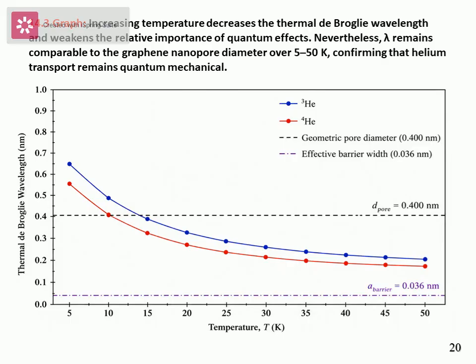Now let's look at this graph. On the x-axis we have temperature from 5 to 50 Kelvin. On the y-axis we have the de Broglie wavelength. The blue line is for helium-3 and the red line for helium-4. The wavelength decreases with temperature. Pore size is 0.4 nanometer, barrier is 0.036 nanometer. Wavelength is near the pore size and larger than the barrier. So quantum transport dominates from 5 to 50 Kelvin.